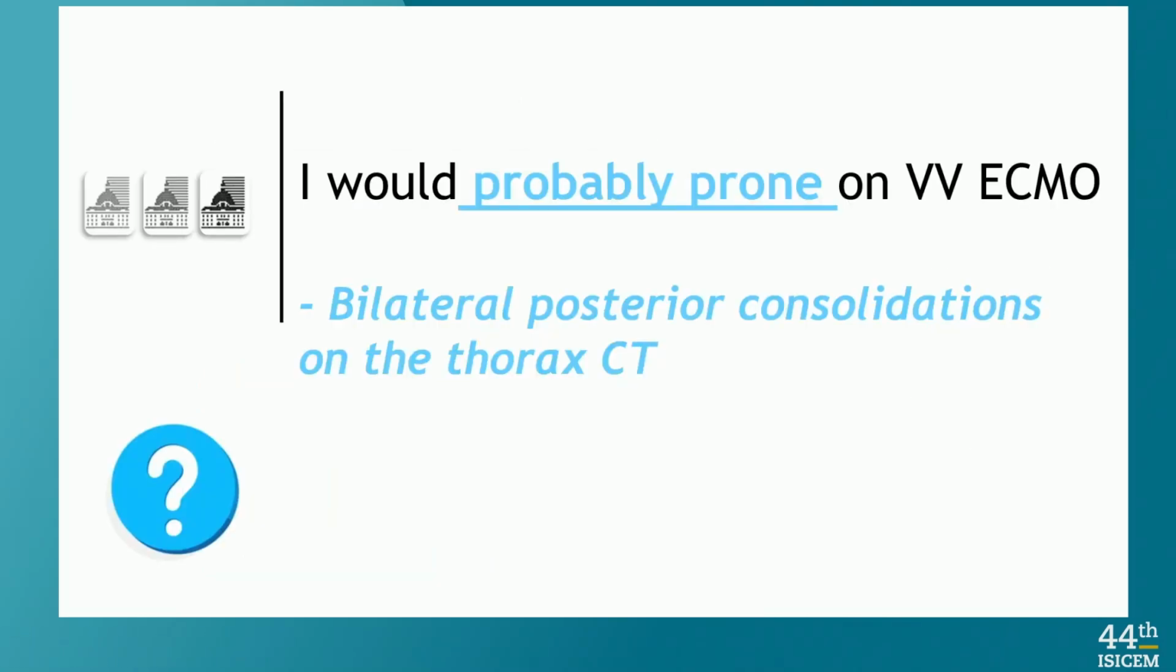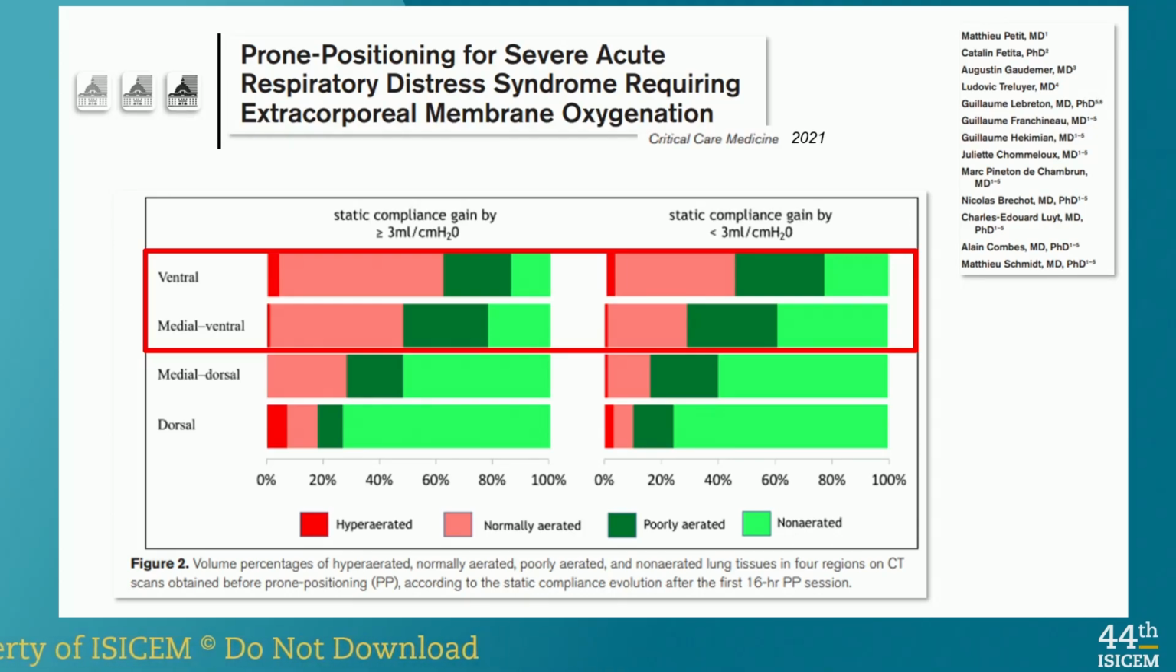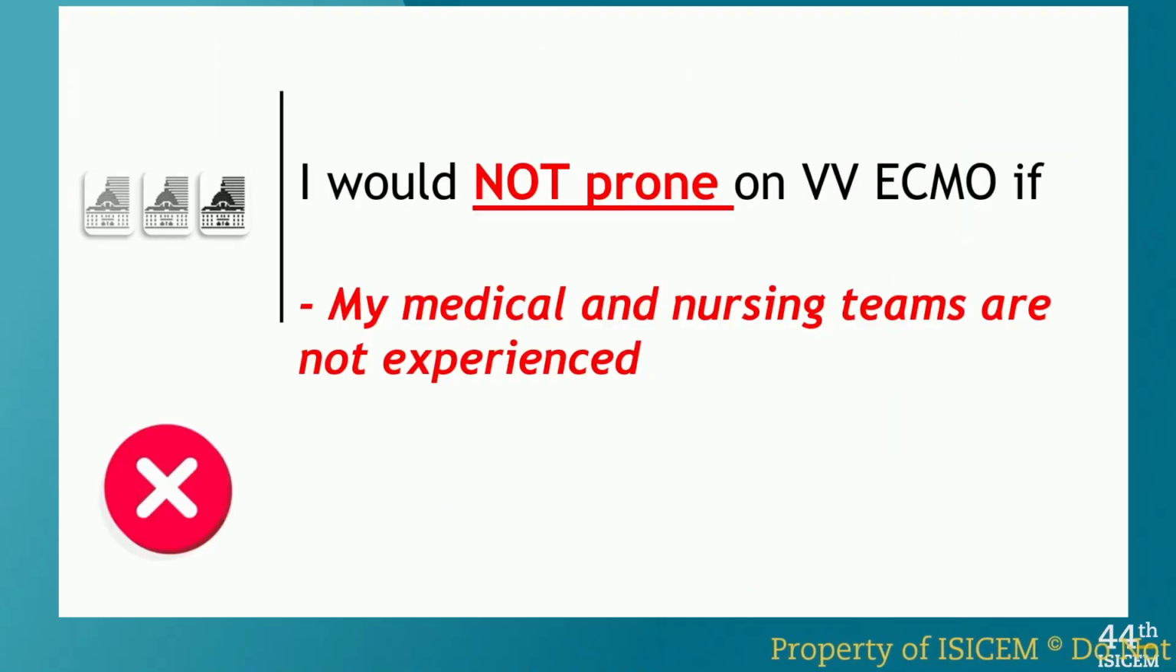I will still probably continue to prone a patient on VV ECMO when you have a thorax CT which gives you some signals suggesting that this patient might be a responder. We had a beautiful lecture previously, so I will go quickly on that. But what we have shown is, not surprisingly, that patients who gain compliance when they are prone on ECMO are mainly patients with obviously dorsal collapse, but also with still preserved aerated ventral and medio-ventral zones. These images were found on a CT.